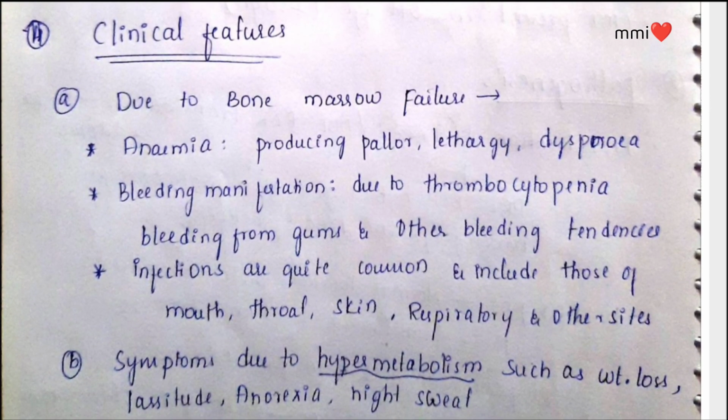Clinical features: there are 3 important clinical features. First is due to bone marrow failure. As there is chronic myeloid leukemia, the cells are continuously multiplying, which leads to anemia. The more common symptom is anemia, that is why we are reading this. Anemia produces pallor, lethargy and dyspnea. Bleeding manifestations are due to thrombocytopenia, meaning a decrease in platelet count, with bleeding from the gums and other bleeding tendencies. Infections are quite common and include those of the mouth, throat, skin, respiratory tract and other sites.